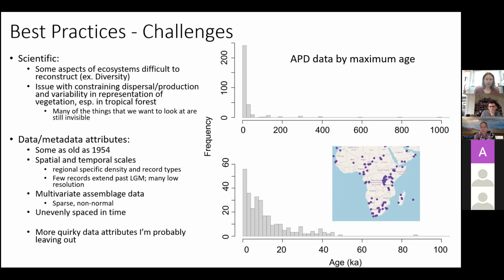So our oldest pollen data set was produced in 1954. Many of the older data sets have no chronology or maybe one conventional age. So being aware of the time that these data were produced is really important.